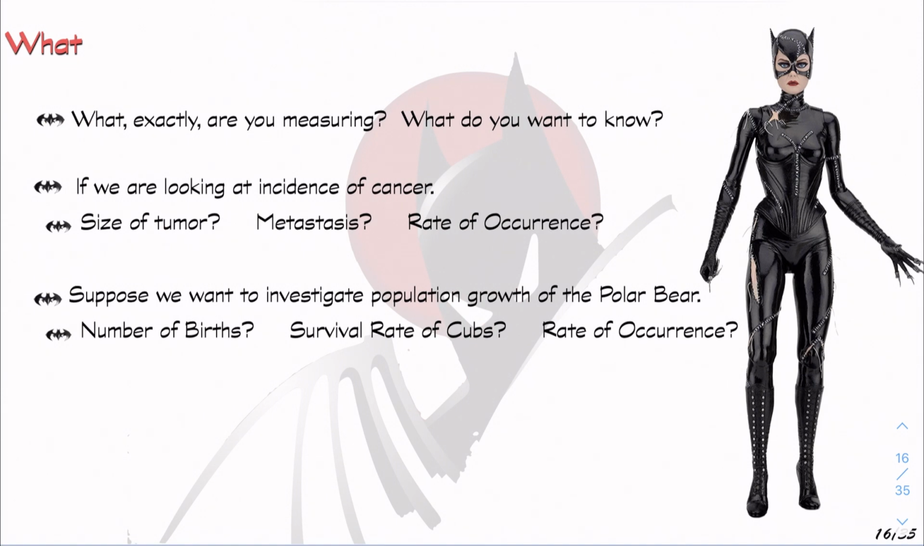Next up, the what. What exactly are you measuring? What do you want to know? Oftentimes these will come up as the variables, the things that are changing. So if you're looking at incidence of cancer, are you measuring the size of the tumor, the metastasis, the rate of occurrence? Suppose you want to investigate population growth of polar bears. Are you looking at the number of births or the survival rate of the cubs or the rate of occurrence? What are you measuring?